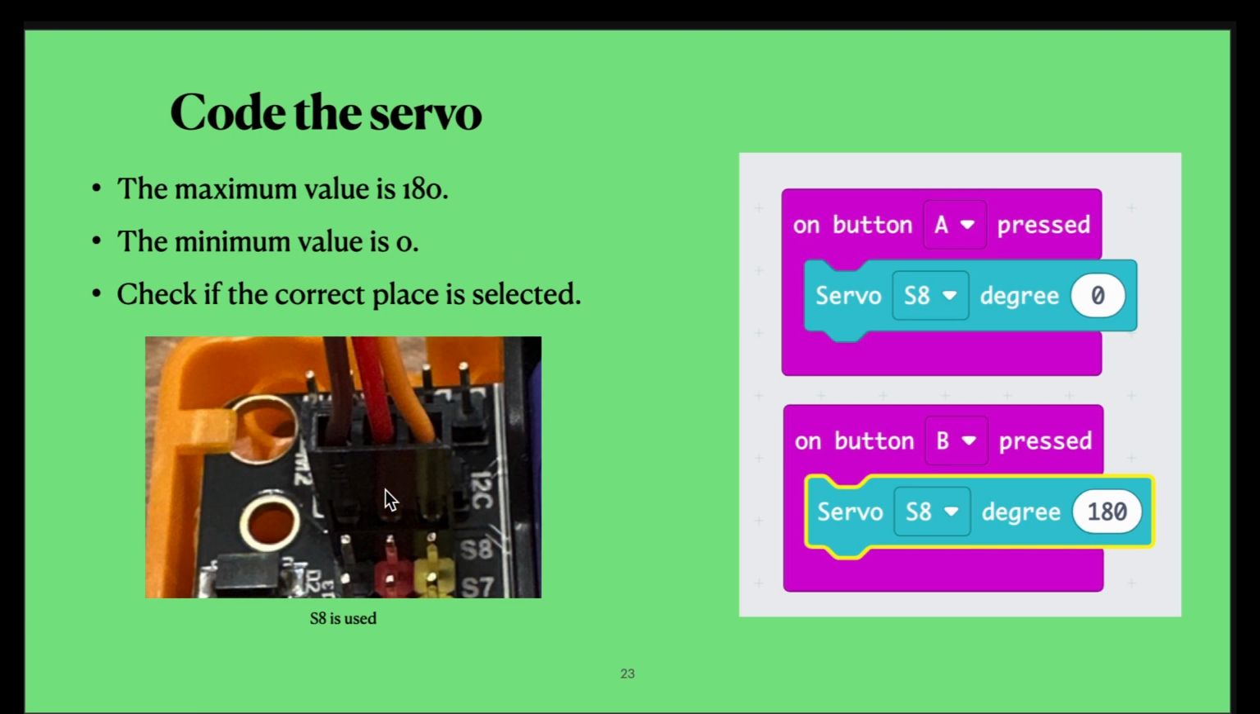So how do you connect it? In this example, I connected to S8. So in the code, I have to use S8. The minimum will be 0 and the maximum will be 180 degrees. So just make sure that you use the correct value.